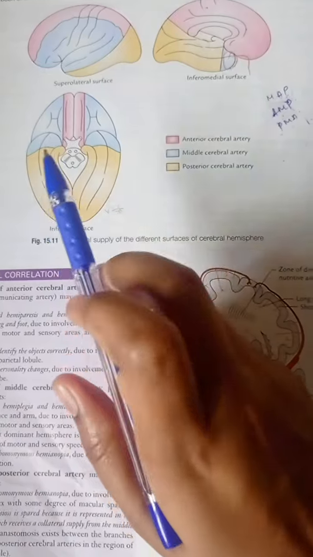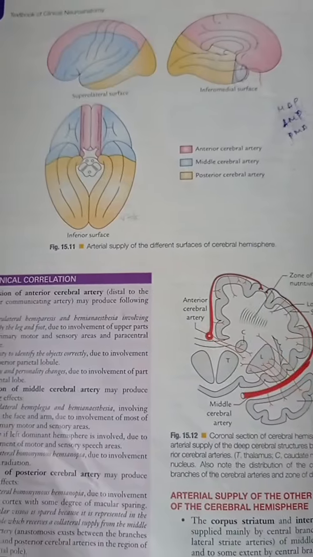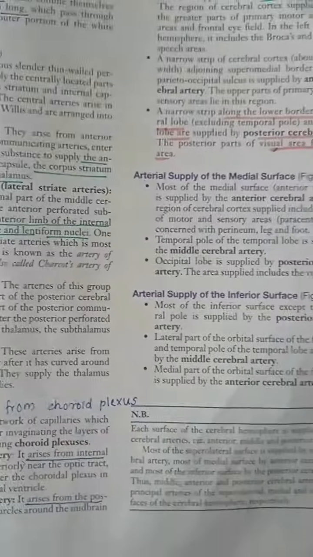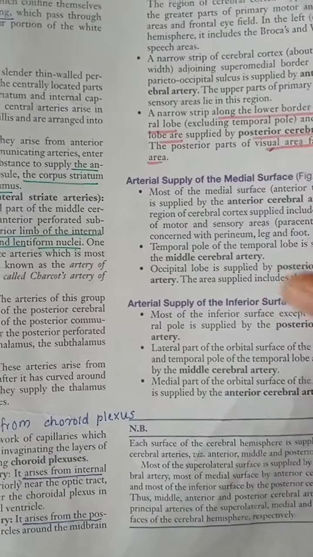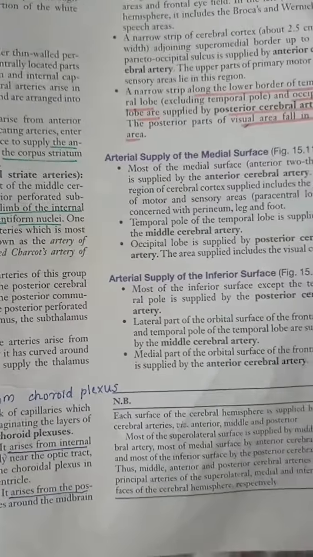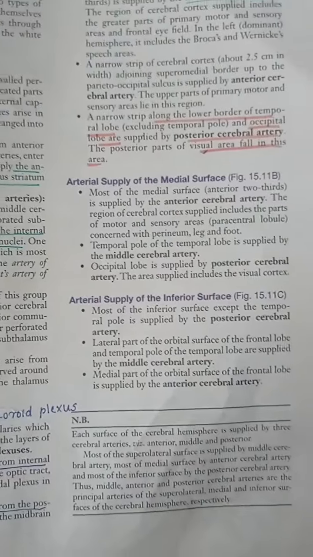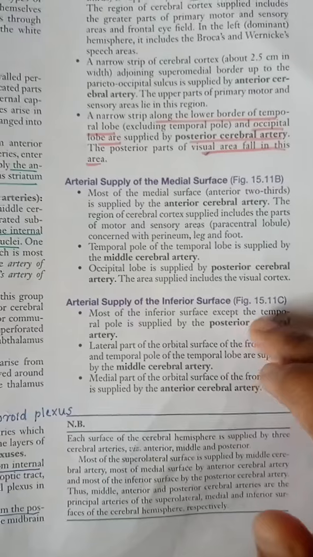Then the third thing is about the inferior surface. In case of the inferior surface, the whole of the inferior surface except the temporal pole, because temporal pole we have already learned it is supplied by the middle cerebral in case of the medial surface. So here except the temporal pole, most will be supplied by P, as the code says PMA. So posterior will be giving.